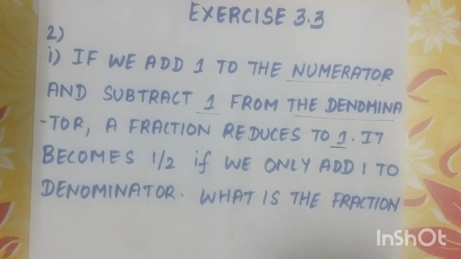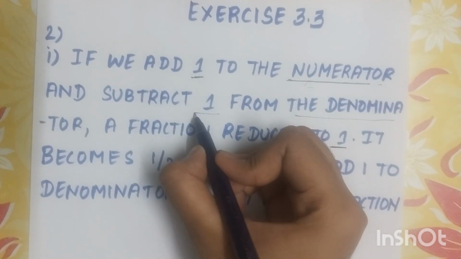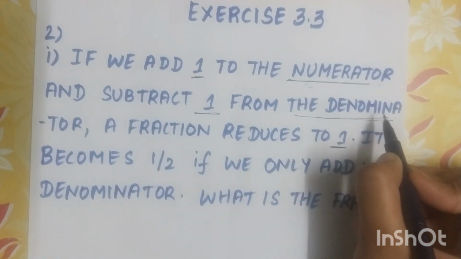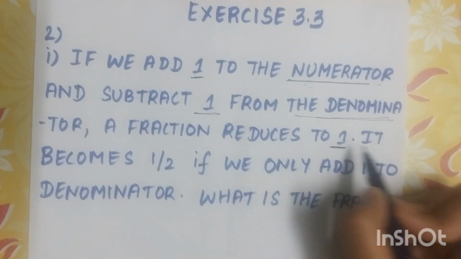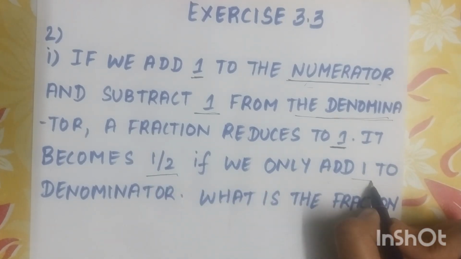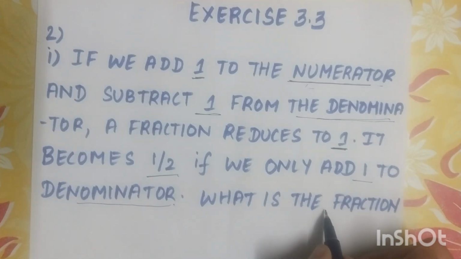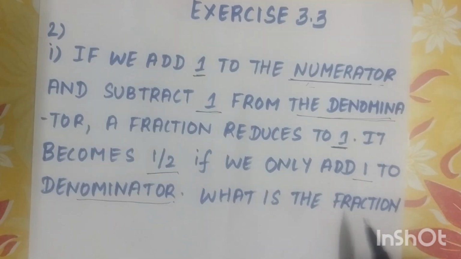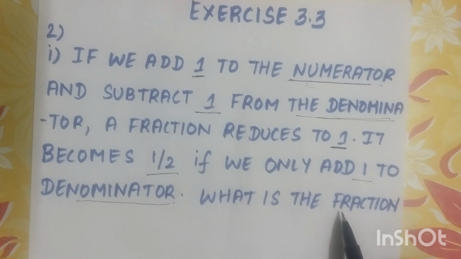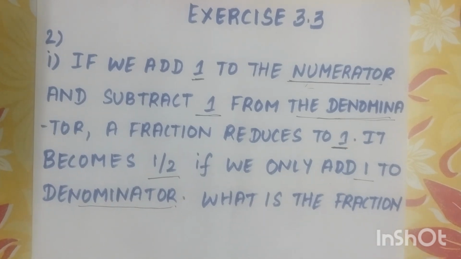So if we add 1 to the numerator and subtract 1 from the denominator, a fraction reduces to 1. And it becomes 1 by 2 if we add 1 to the denominator. So they're asking us to find the fraction. From the question itself, we came to know that the numerator and denominator are unknown. So I can fix some variable to it.